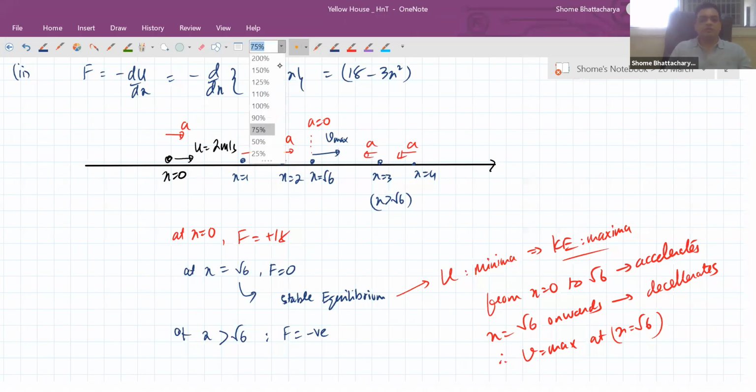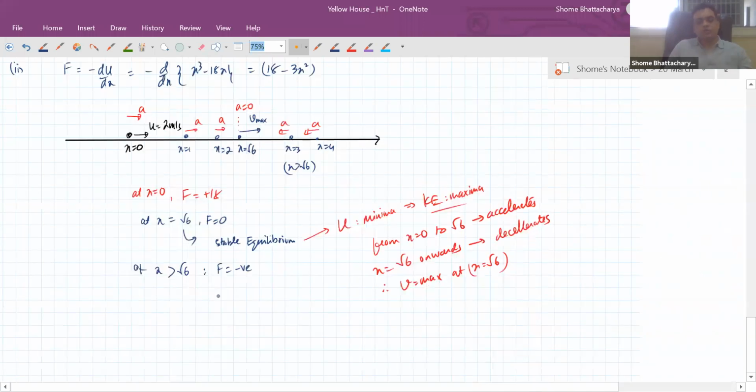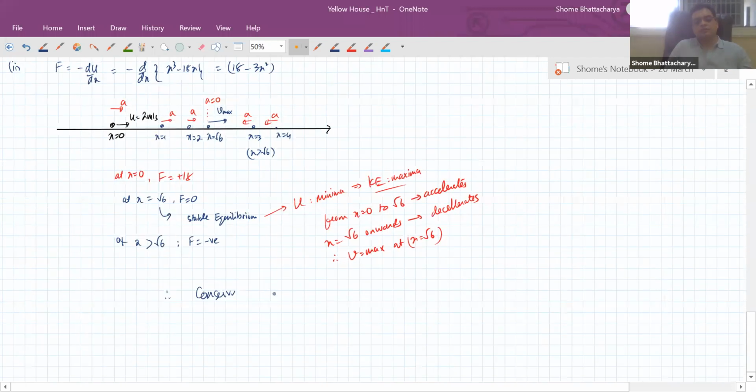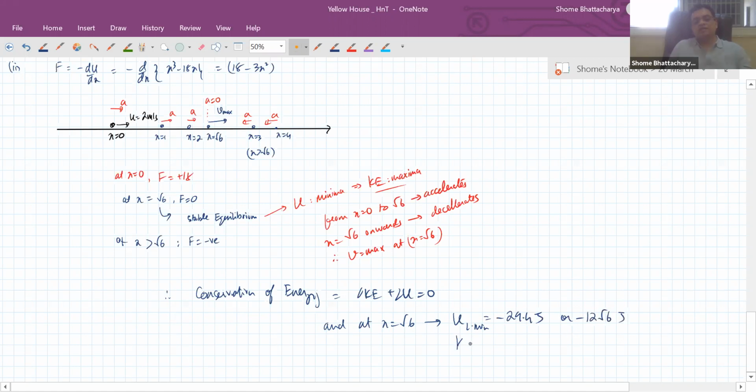So for this part, we'll now use work energy. So we can see that therefore, conservation of energy: change in kinetic energy plus change in potential energy is zero. Okay. And at x equal to root 6, we have potential energy at local minima, which we had seen was minus 29.4 joules or minus 12 root 6 joules. And kinetic energy is maxima, if you want to calculate.